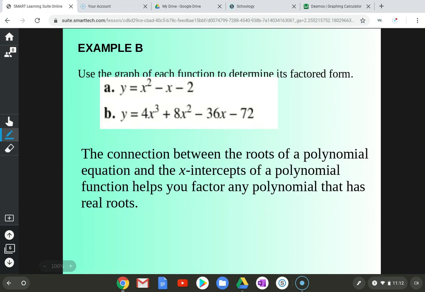Okay, so the graph of each function here, we're going to use the graph of each of these functions to find their factored form. And so we're going to start with x squared minus x minus 2. I have these graphs on the next, no, I don't. Oh, good. Okay, I'm just going to use Desmos in order to graph these functions. So we're starting with x squared minus x minus 2.